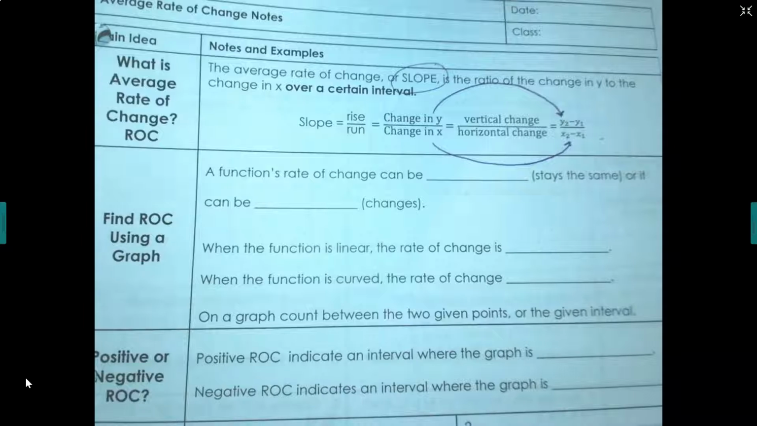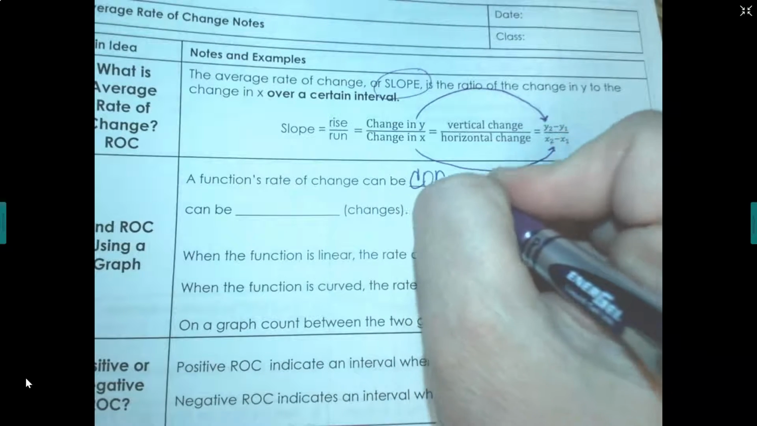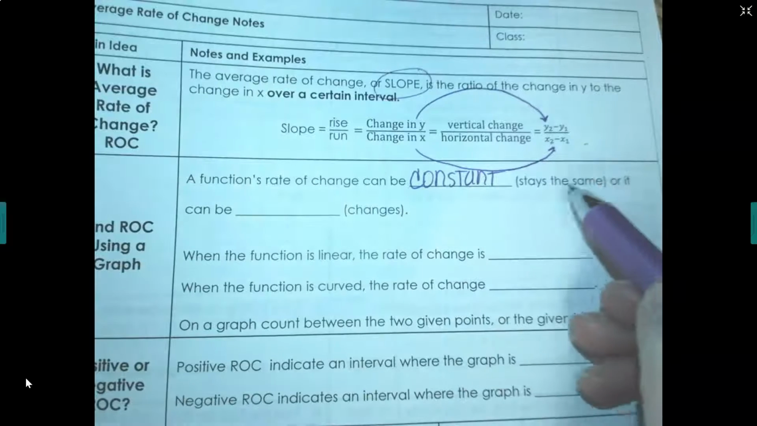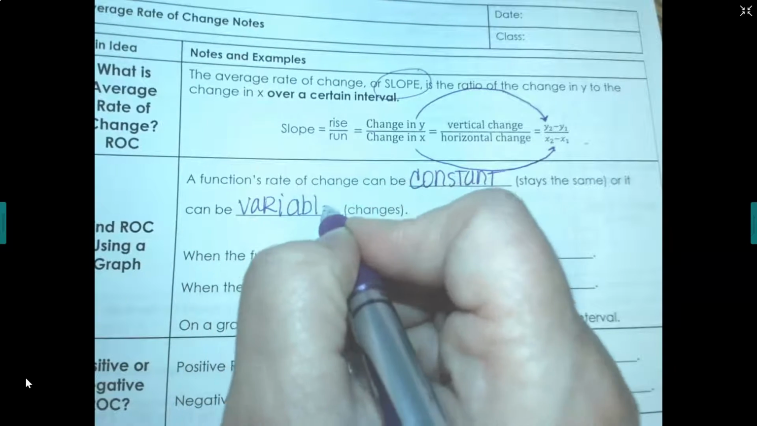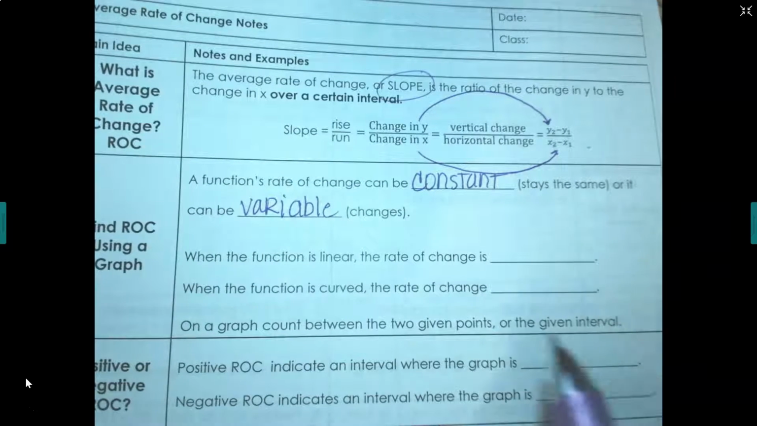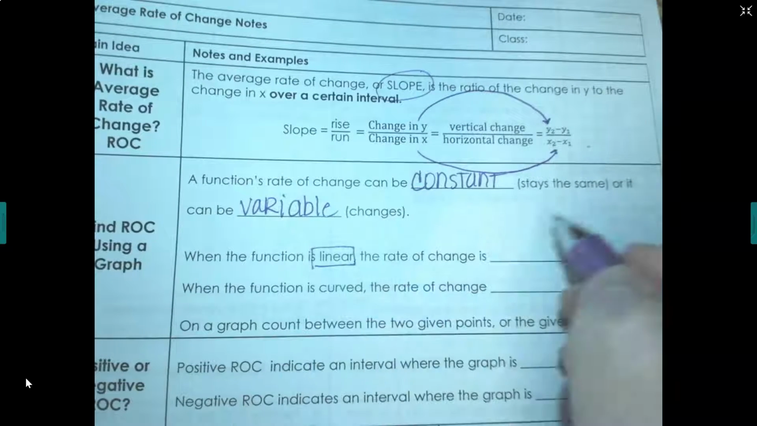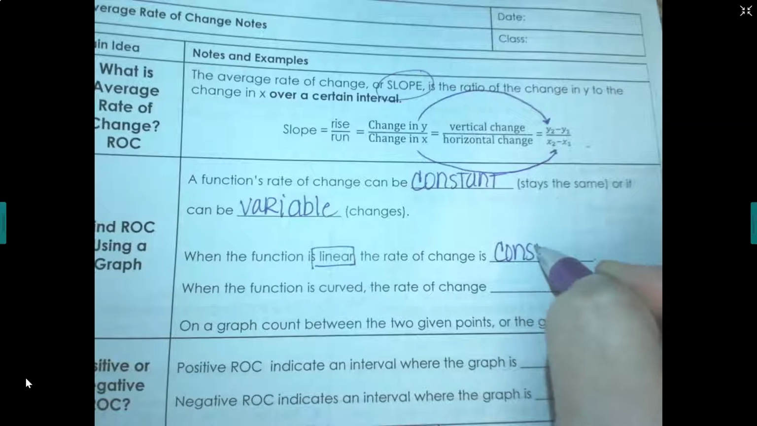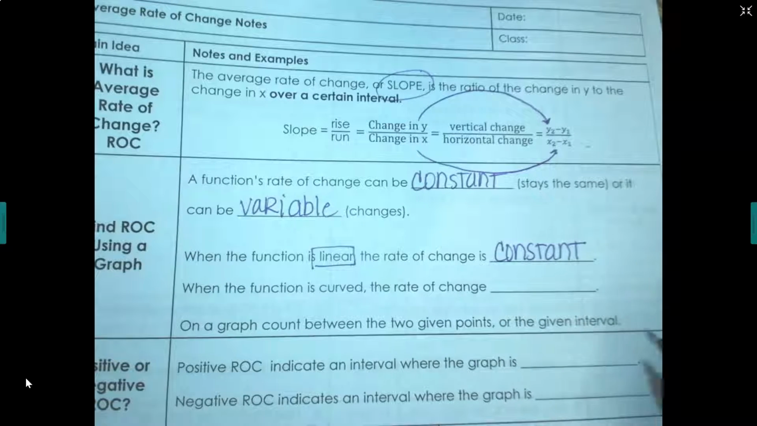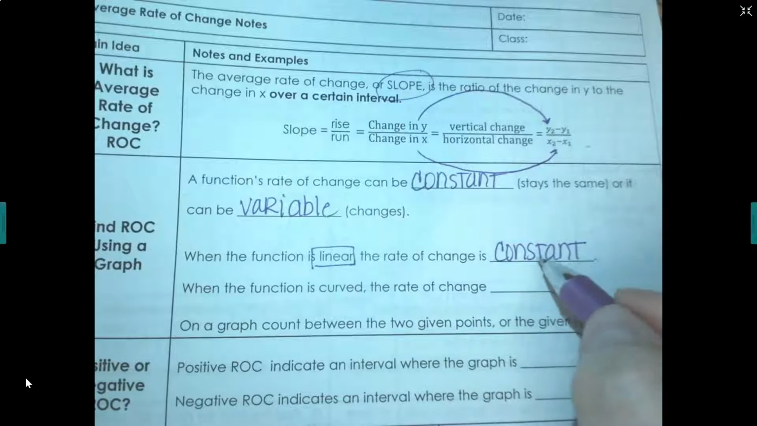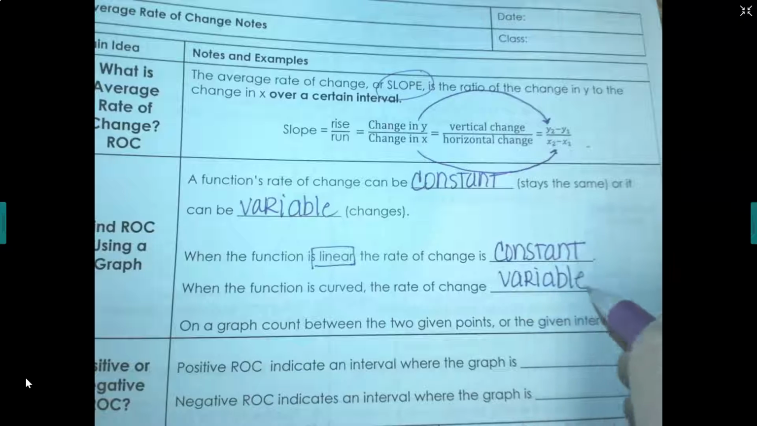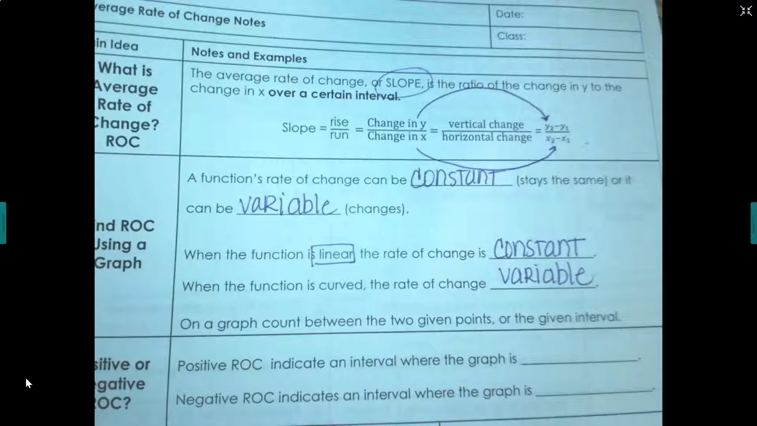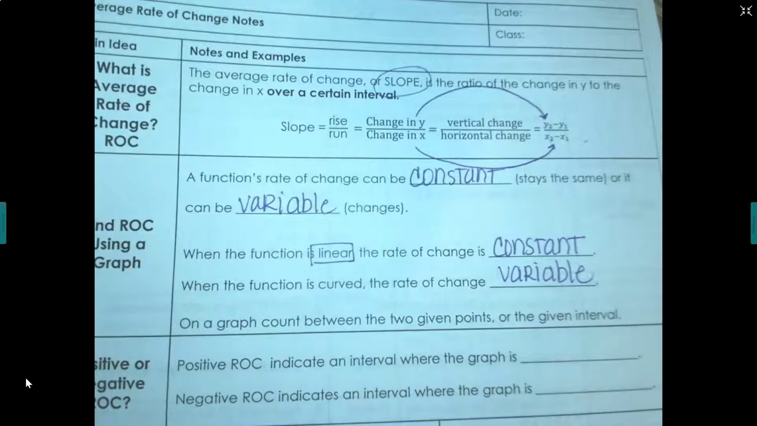Okay, a function's rate of change can be constant, meaning it's the same every single time, or it can be variable, which means it can be different every single time. If a function is linear, meaning the graph is a line, then the rate of change is always constant. It's the same every time you count it. But if the function is curved in any way, shape, or form, the rate of change can be variable. It's going to depend on which 2 points I ask for, and the rate of change will be different each time. So if we're on a graph, we can just count between the 2 points on the given interval.